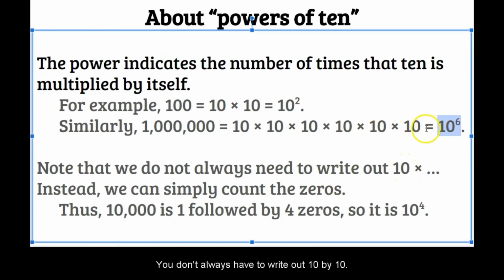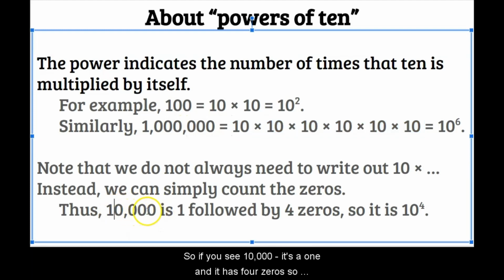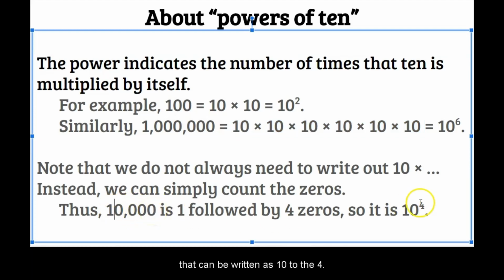Now you don't always have to write out 10 by 10 by 10 by 10 to try to figure out how many tens it would be. Instead, just count the number of zeros. So if you see 10,000, it's a 1 and it has 4 zeros. So that can be written as 10 to the 4.